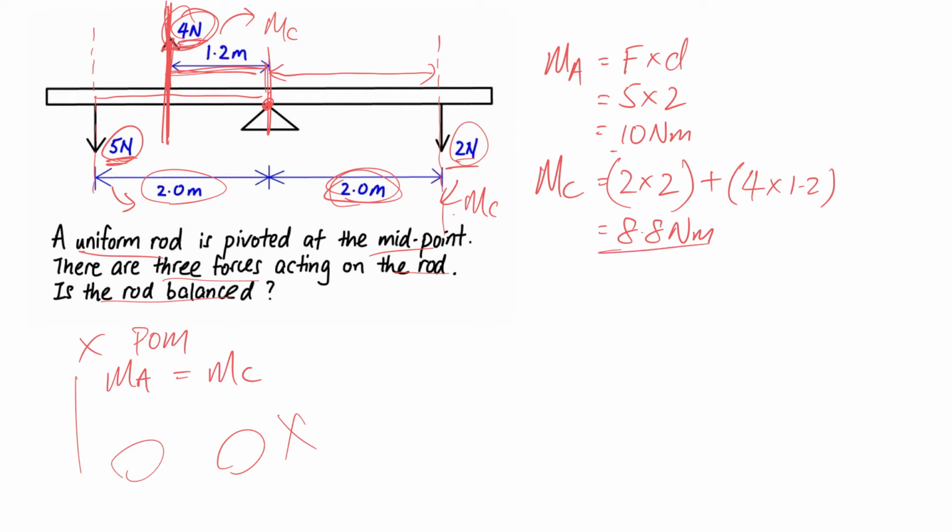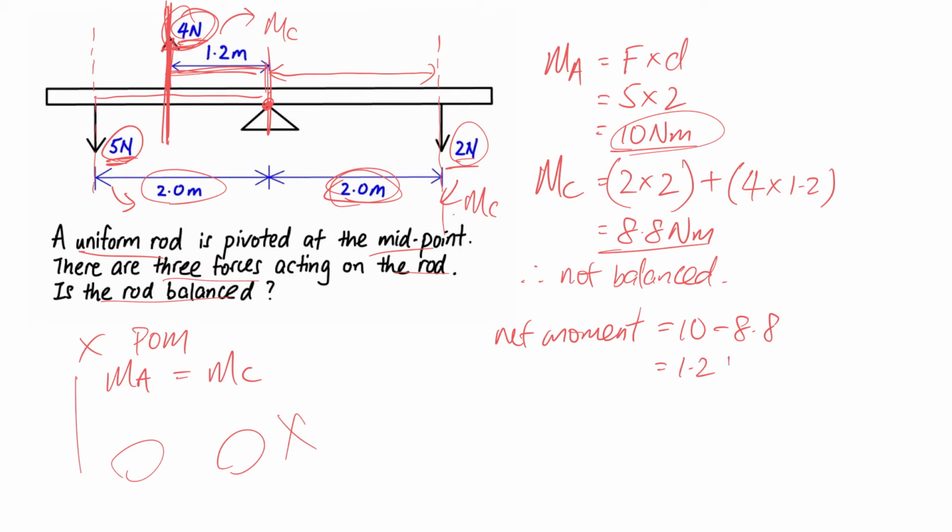So because they are not the same, you can conclude it is not balanced. And if I were to ask you what is the net moment, it's a bit similar to your net force or resultant force. You just take the bigger anti-clockwise moment minus the smaller clockwise moment, and you have a resultant or net moment of 1.2 anti-clockwise. So if you let go, this system will actually rotate anti-clockwise, and the moment will be 1.2 Newton meters.